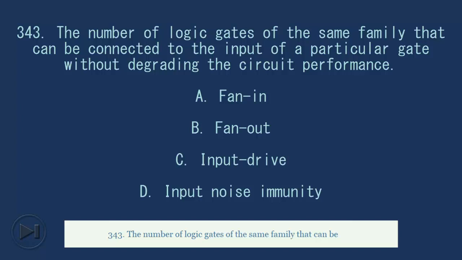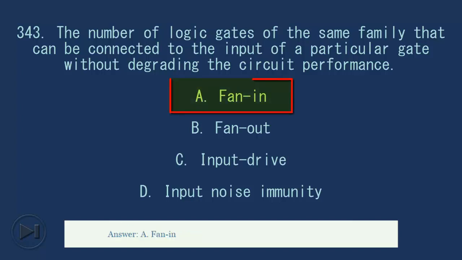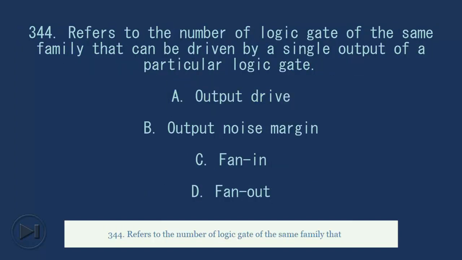343. The number of logic gates of the same family that can be connected to the input of a particular gate without degrading the circuit performance. A. Fan in. B. Fan out. C. Input drive. D. Input noise immunity. Answer, A. Fan in.